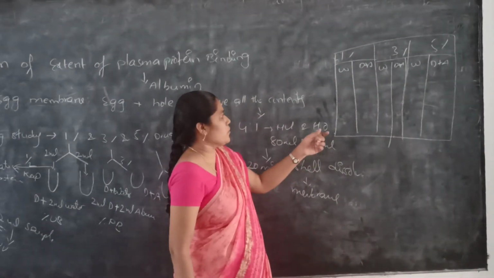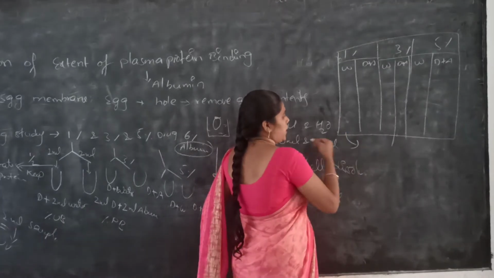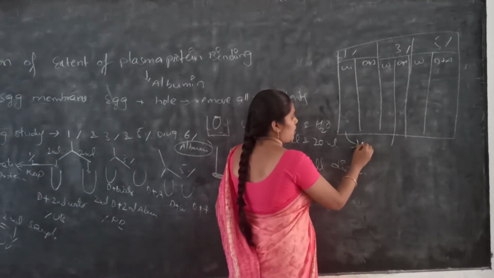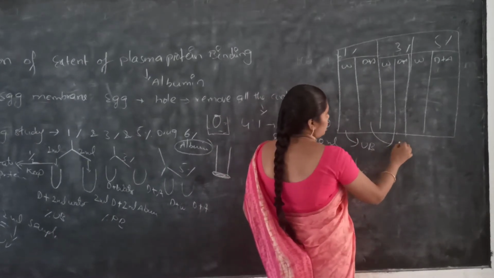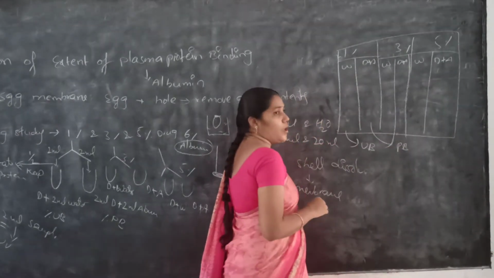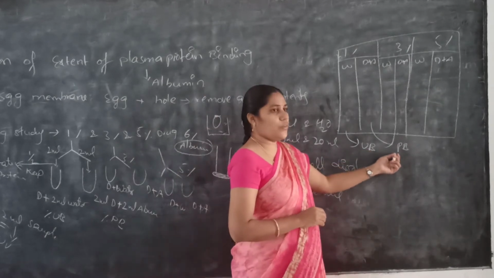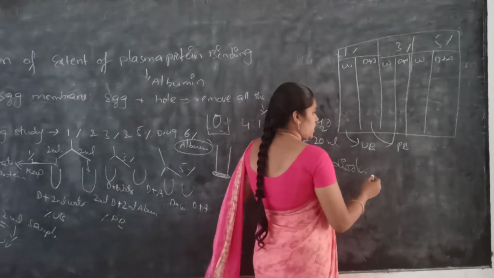Whatever values we get for water indicate protein unbound, whereas drug plus albumin will give protein bound values. By calculating these two values, we can calculate the percent protein binding using a formula.